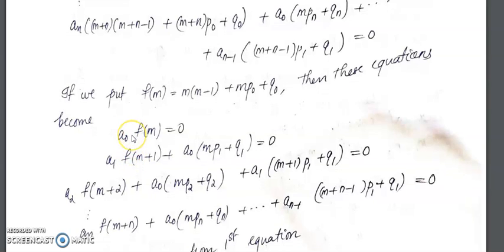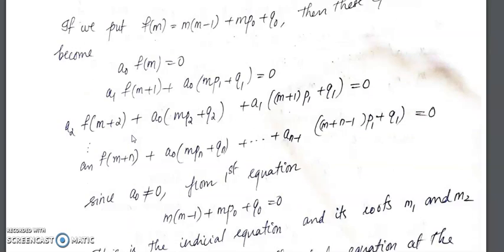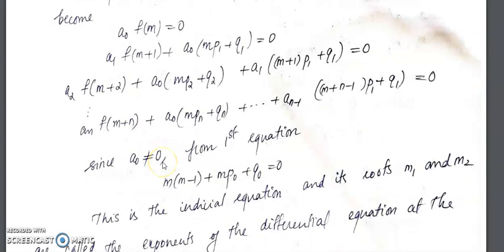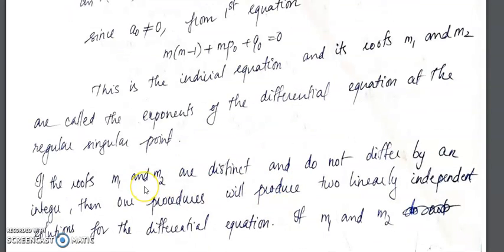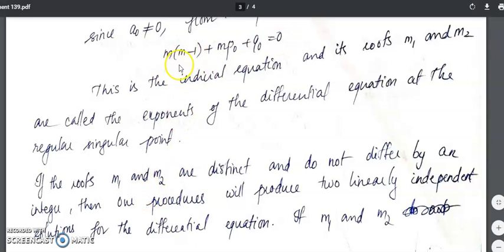So since a naught is not equal to 0, you will get f of m equal to 0. From the first equation you will get m into m minus 1 plus m p naught plus q naught equal to 0. So this is the initial equation, and this is a quadratic equation. When you solve it, the roots will be m1 and m2, and they are called the exponents of the differential equation at the regular singular point. Now if m1 and m2 are distinct, so this is the indicial equation.